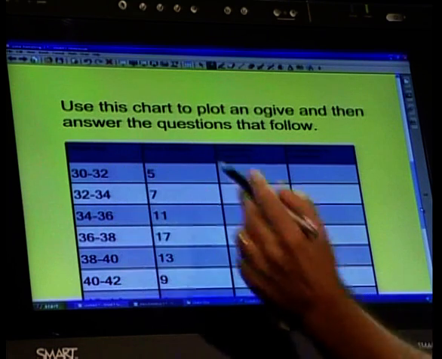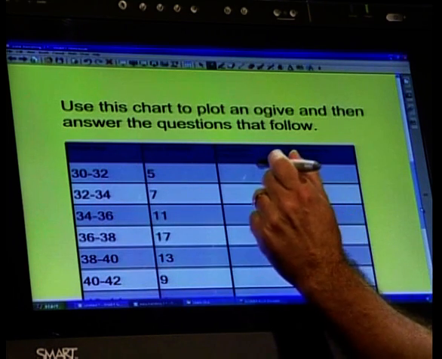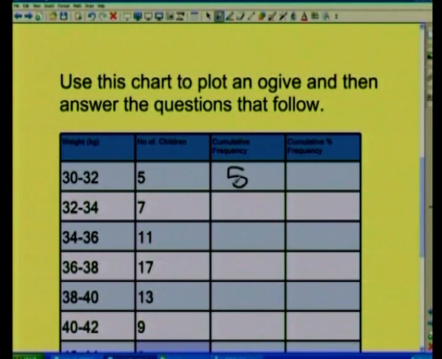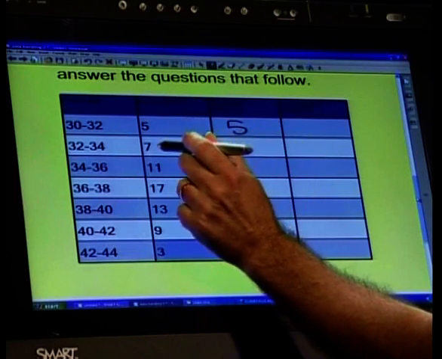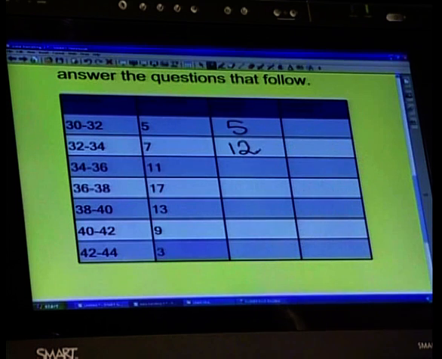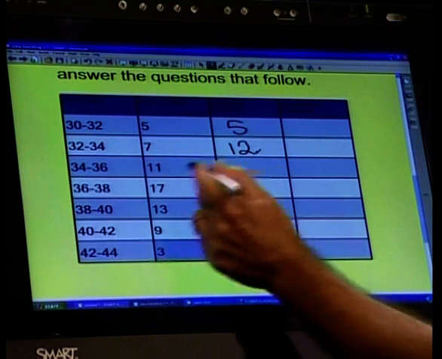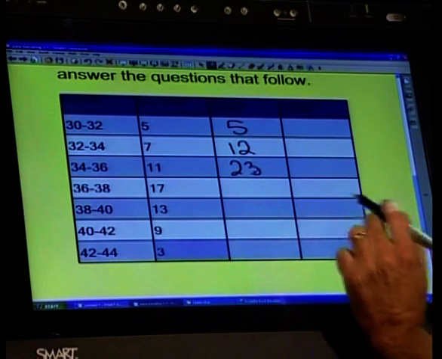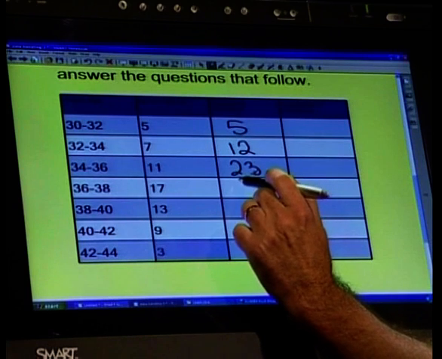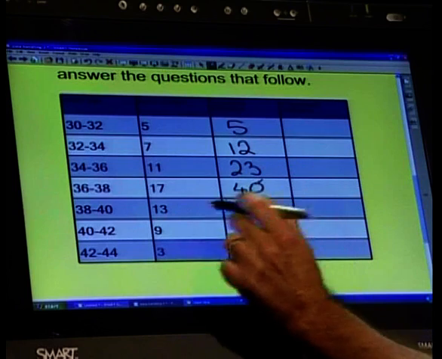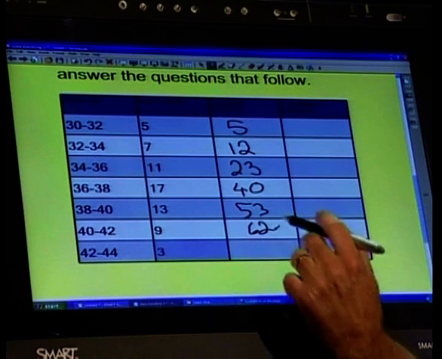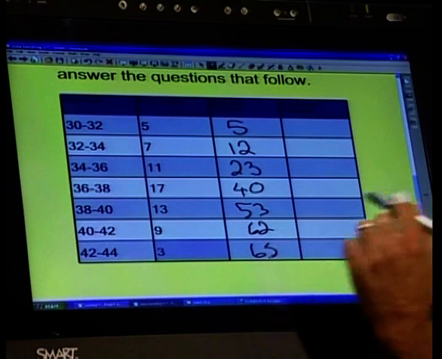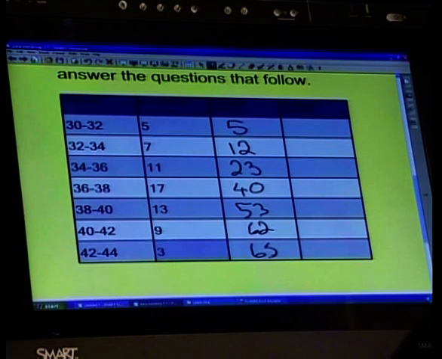So, for 30 to 32, that category had 5 children. Again, our cumulative frequency is 5. Our cumulative percentage frequency would be 5 out of our total. We'll get to our total in a moment. Adding up here, we've got 7 in this category, so the cumulative frequency must be 5 plus 7, which is 12. 12 plus 11 takes us to 23. 23 plus 17 takes us to 40. 40 plus 13, we've got 53. 53 plus 9, 62. And lastly, 62 plus 3 gives us 65. There we have our cumulative frequency totals.